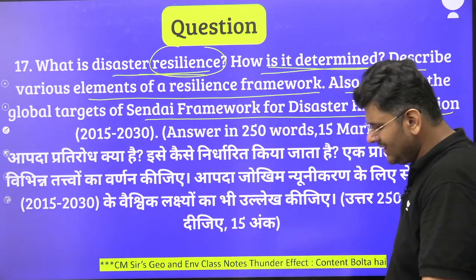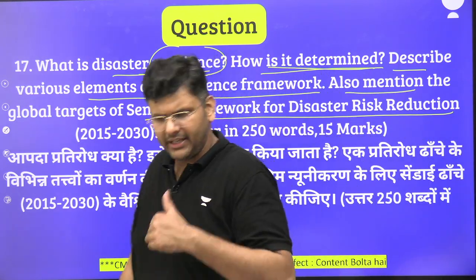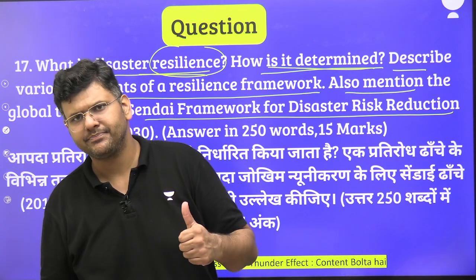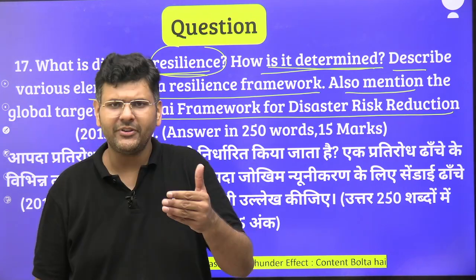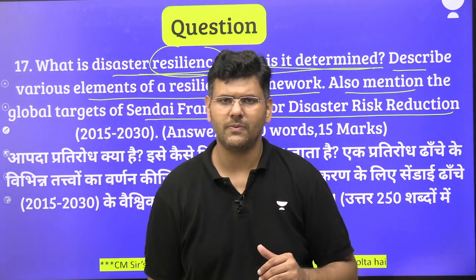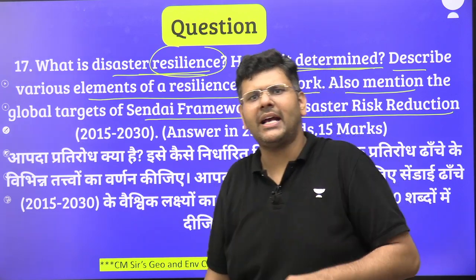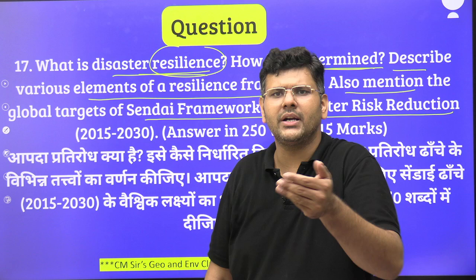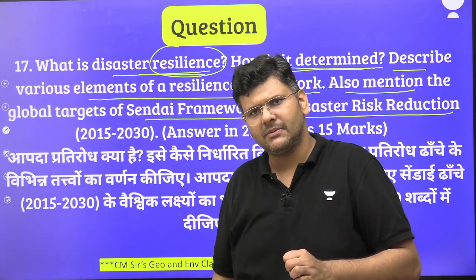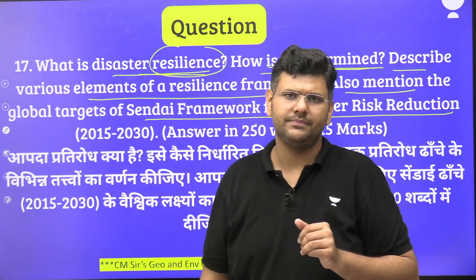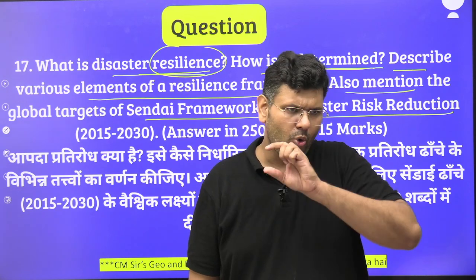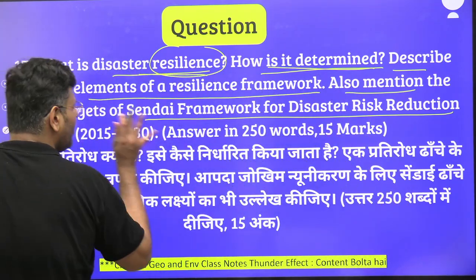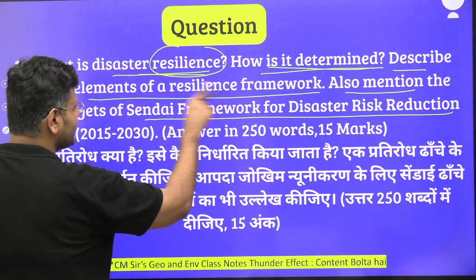How is it determined? Now, there are many parameters to determine it. Economically, socially, emotionally, you can determine it. Determination of it can also depend upon the UN definition. What are the losses that one has suffered? How well has the system recovered and compensated for the losses? Fewer lives lost and less destruction are all parameters for your disaster resilience. So let me come back to this point. We also discussed: describe various elements.